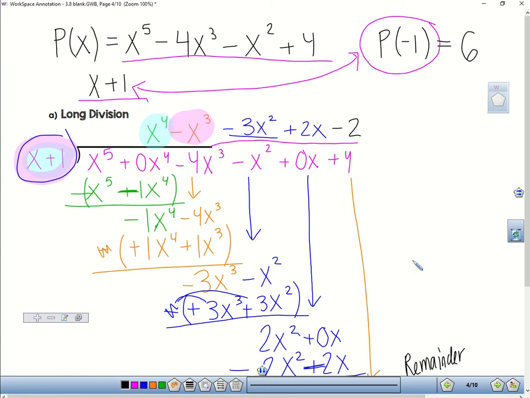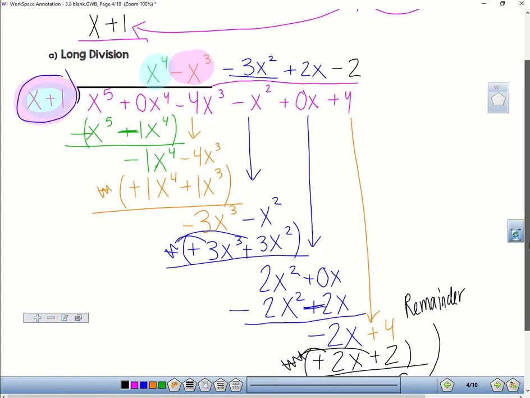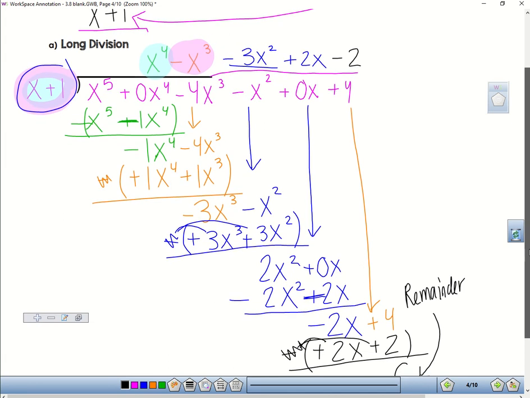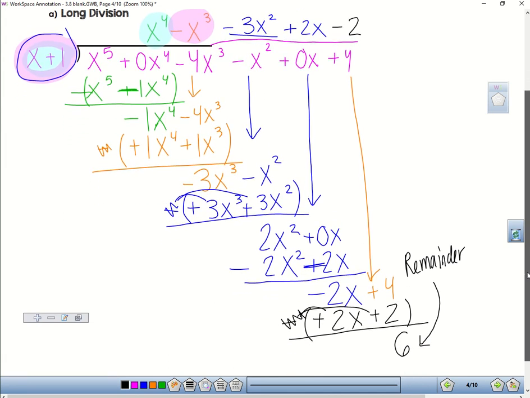Any questions about how we got that? Did that make sense, the procedure that we did? You should know how to do long division, but it's just a refresher on how to do the long division in case you forgot. Are we good to move on?